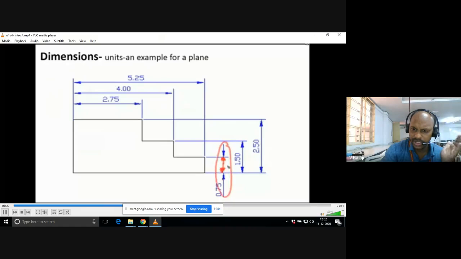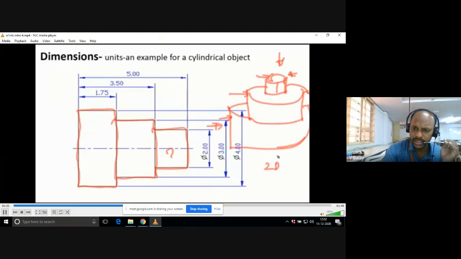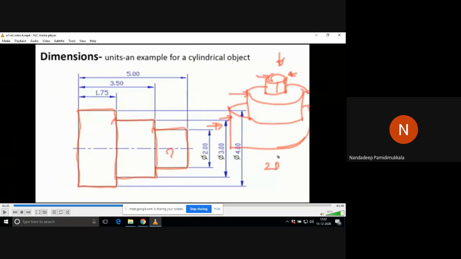Larger values must be away from the object. Small dimensions should be close to the drawing. And now you can see this. I would like to show you. This is one type of object, right hand side. Actually, if you turn this object, you see its front view will be like this. Can you guess any difficulty to see its front view? No, sir. There's nothing difficult in that.